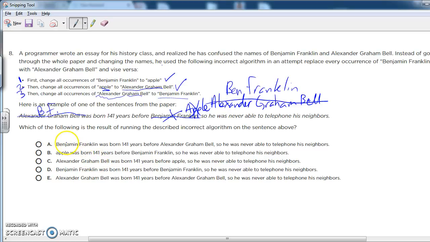So let's look at the answers. A says Benjamin Franklin, yada, yada, yada, Alexander Graham Bell. Nope, that's the wrong one. Apple was born 141. Nope, we know that one's wrong because all the apples have been changed. Alexander Graham Bell. Nope, we know that one's wrong. Benjamin Franklin was born 141 years before Benjamin Franklin. Aha. But you should check the last one just to make sure. Alexander Graham Bell was born. Nope. And that's it. All you gotta do is follow the lines of code and actually make your changes.